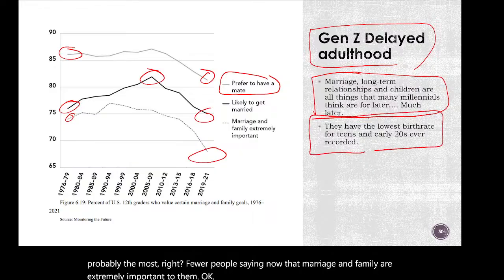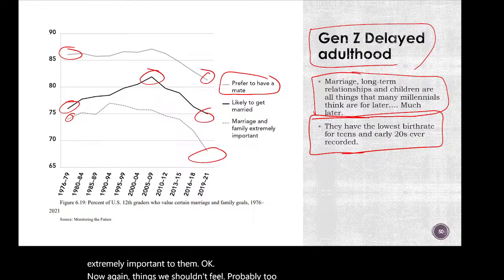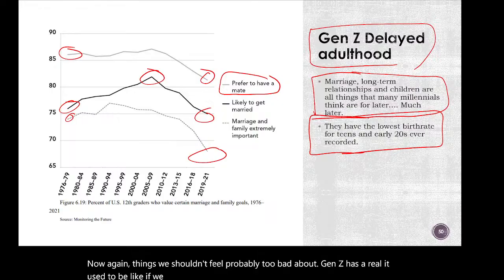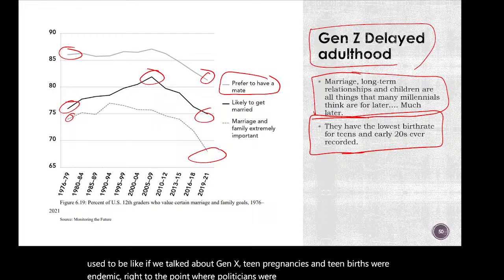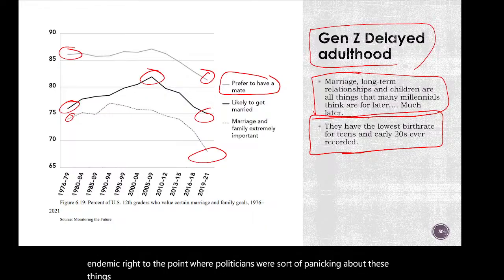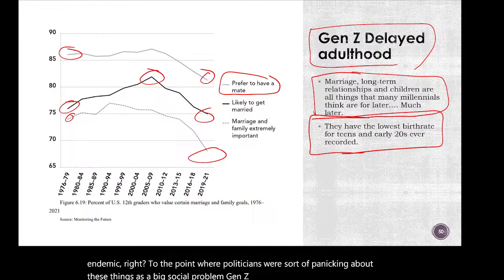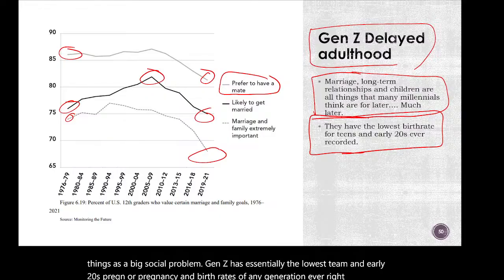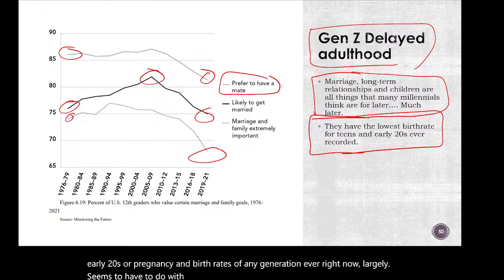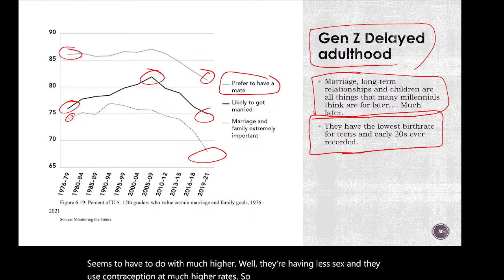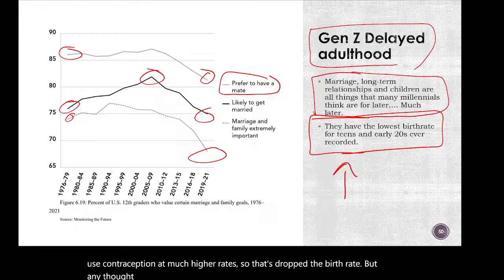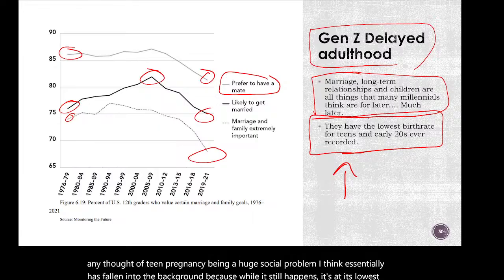Now, here are things we probably shouldn't feel too bad about. When we talked about Gen X, teen pregnancies and teen births were endemic, to the point where politicians were panicking about them as a big social problem. Gen Z has essentially the lowest teen and early 20s pregnancy and birth rates of any generation ever. Largely this seems to be because they're having less sex, and they use contraception at much higher rates. So that's dropped the birth rate. Teen pregnancy being a huge social problem has essentially fallen into the background because, while it still happens, it's at its lowest rate since we started measuring it.